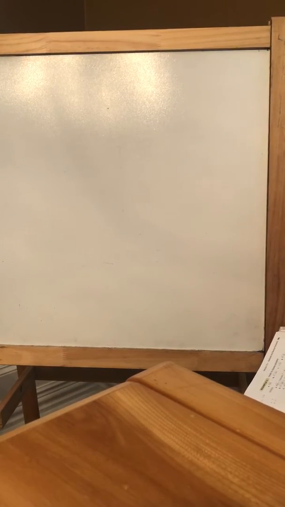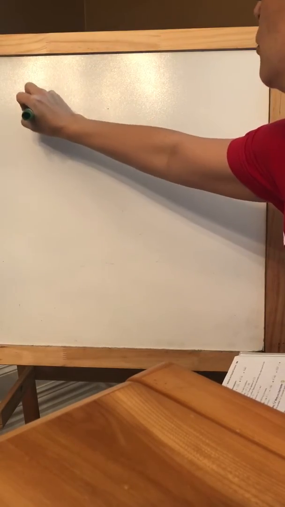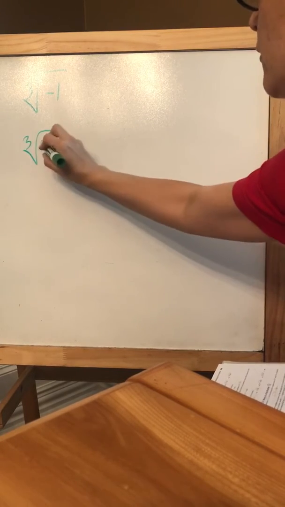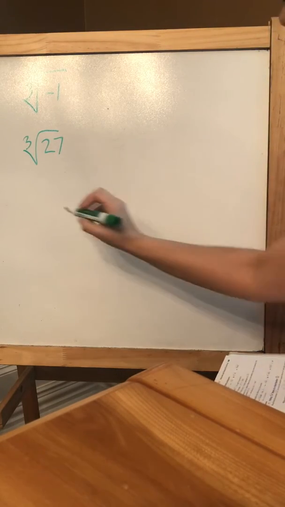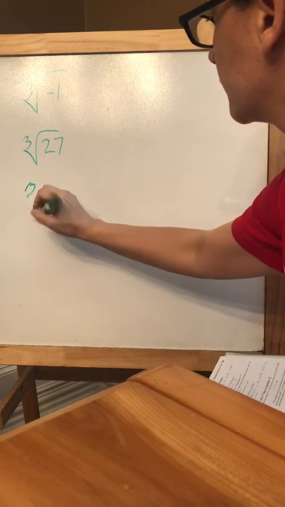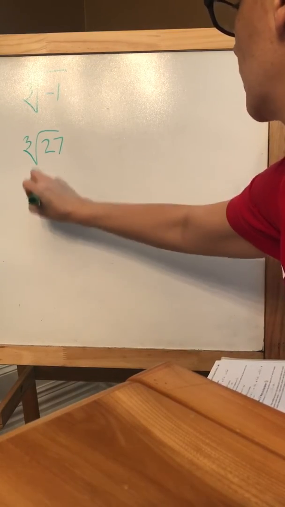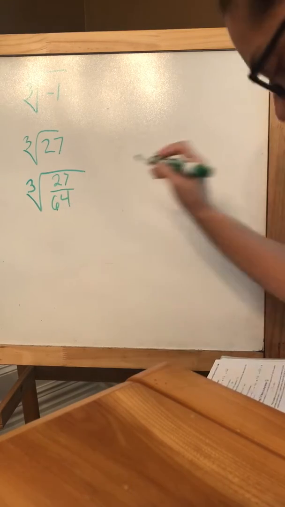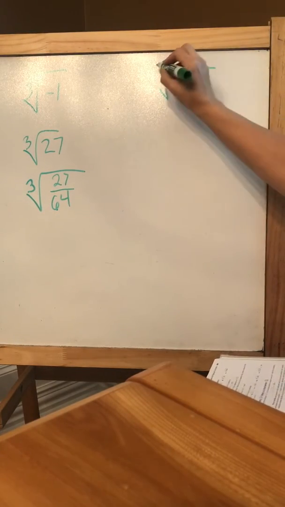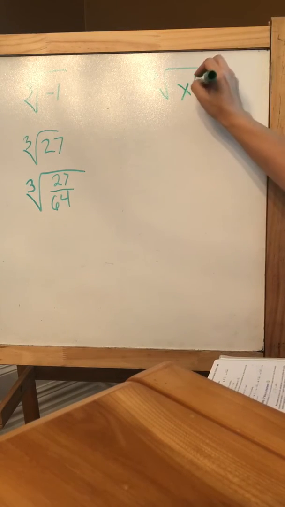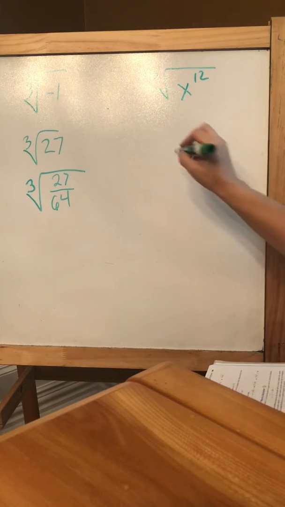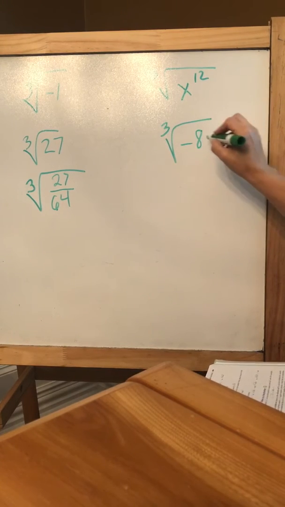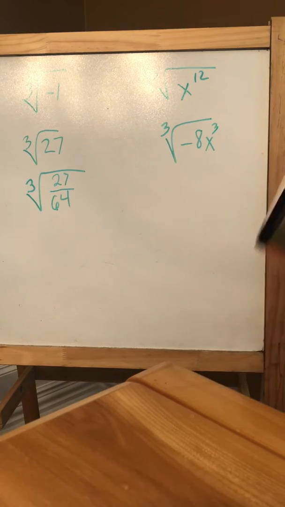How about we do cube root of negative 1, cube root of 27, cube root of 27 over 64, cube root of x to the 12th, and cube root of negative 8 x to the 3rd. Okay, press pause and solve these, please.